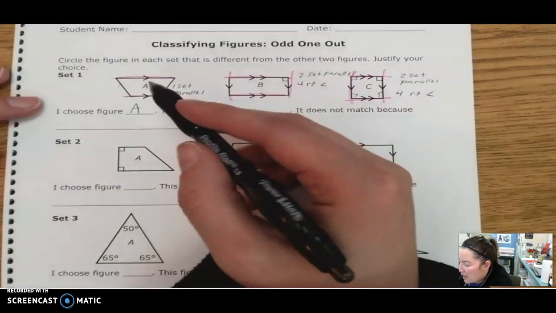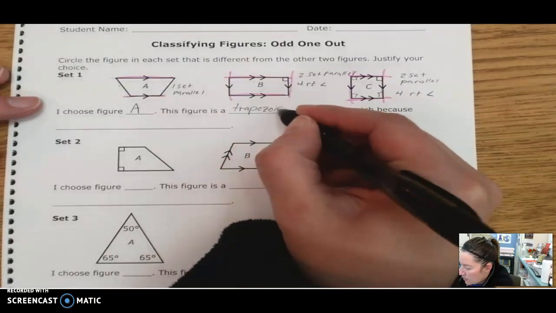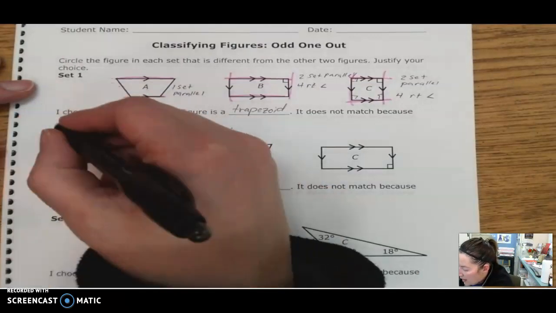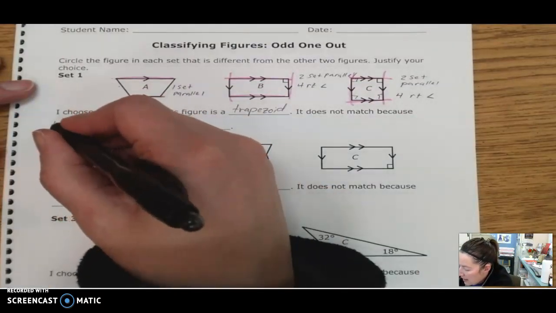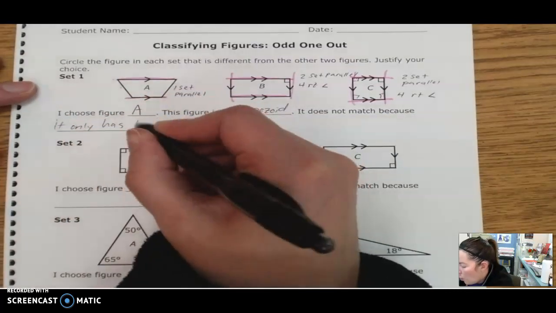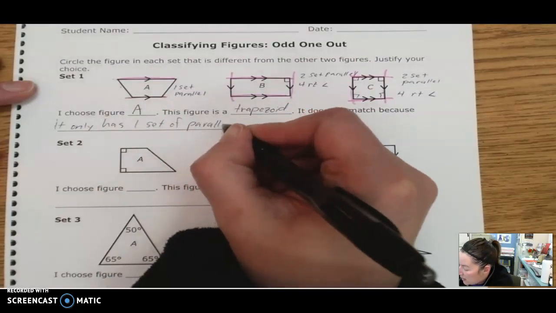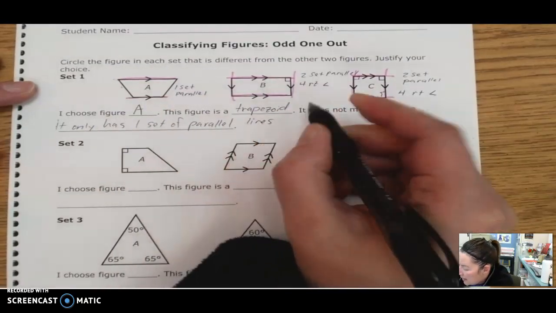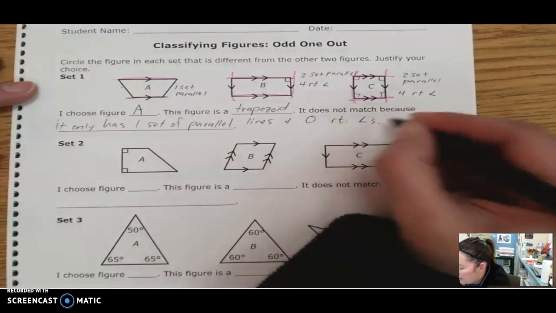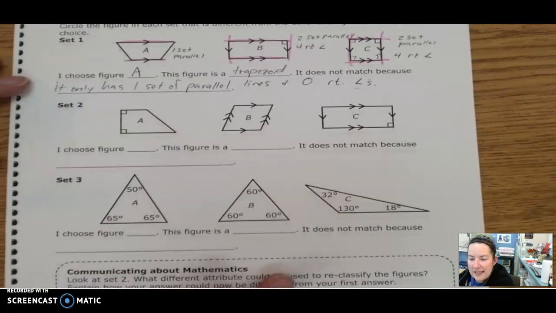This figure is a trapezoid because trapezoids only have one set of parallel lines. It does not match because it only has one set of parallel lines and 0 right angles. This is my abbreviation for right angles. All right, so let's take a look at set 2.